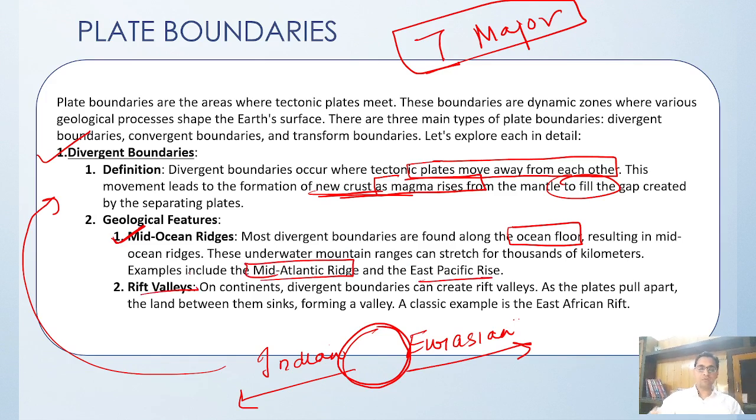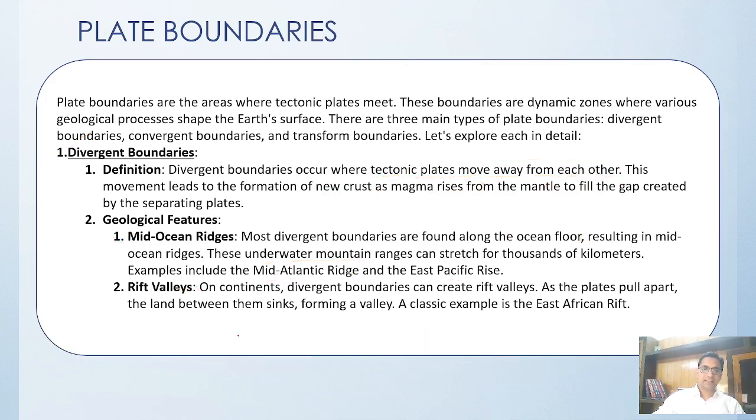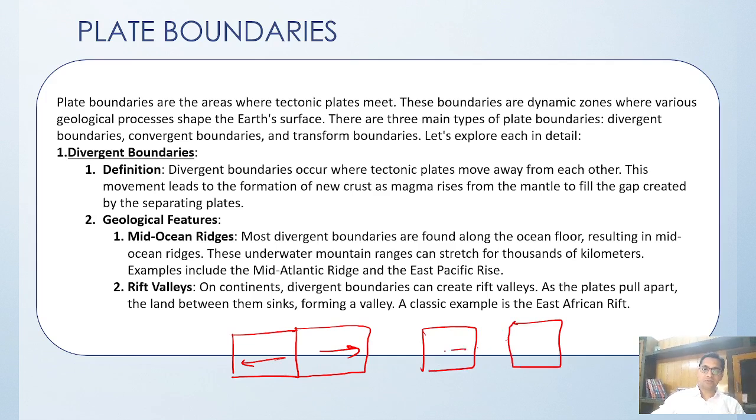Rift valleys also occur. Whenever two plates move away from each other, a gap is created. Let me make a diagram. If one plate is like this and another plate is attached to it, but all of a sudden this plate moves like this and that plate moves like that, what will happen? All of a sudden there is a valley. A rift valley is created.